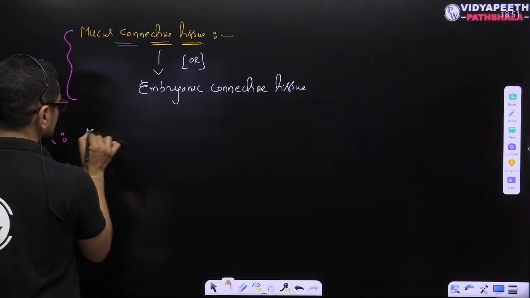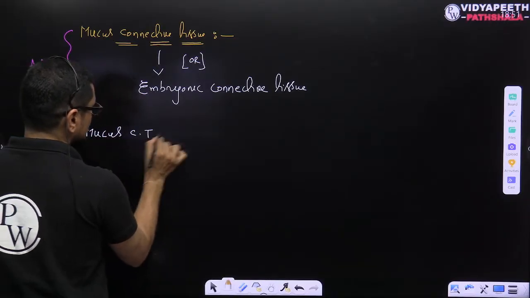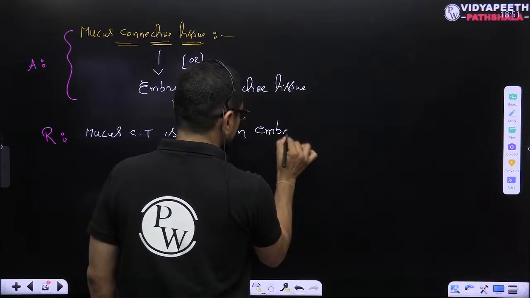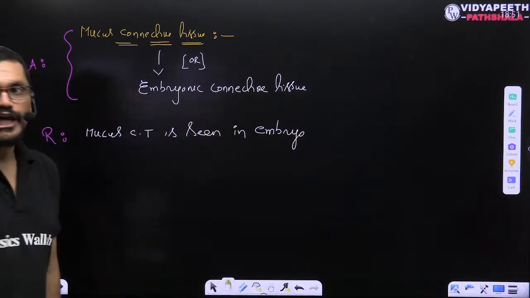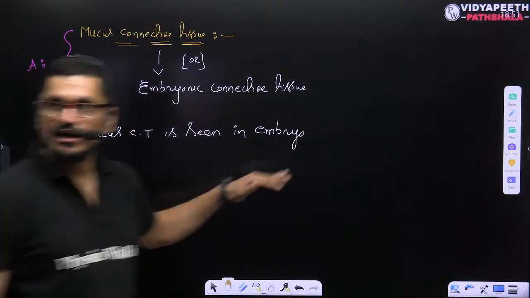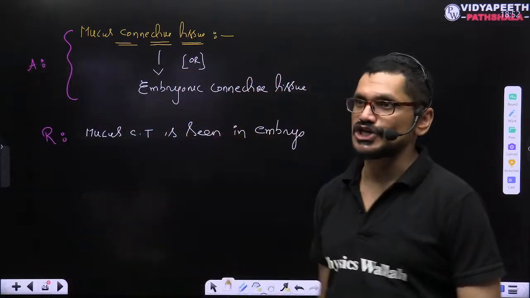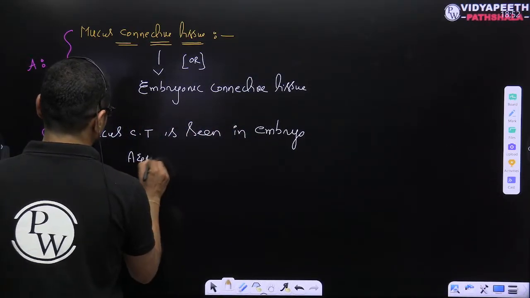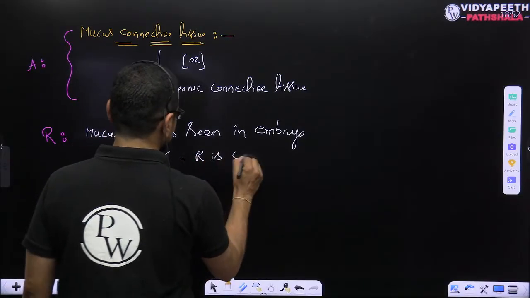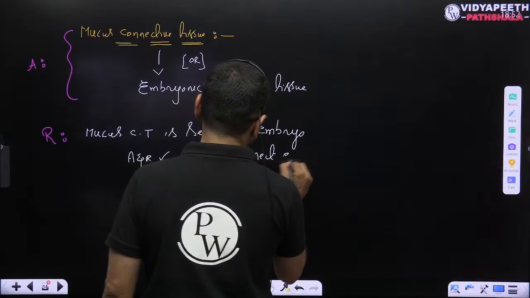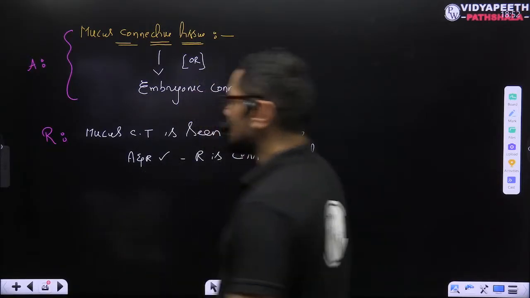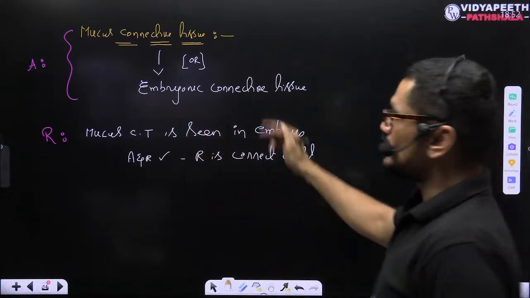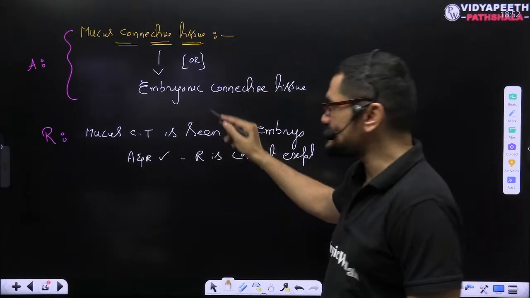Reason: because this mucous connective tissue is seen in embryo. So here correct assertion, correct reason. Both are correct, and the reason correctly explains the assertion also. Hope you are following what I am saying. A for assertion means statement. Both are correct, and the reason is the correct explanation for the assertion. Is this model clear for all?